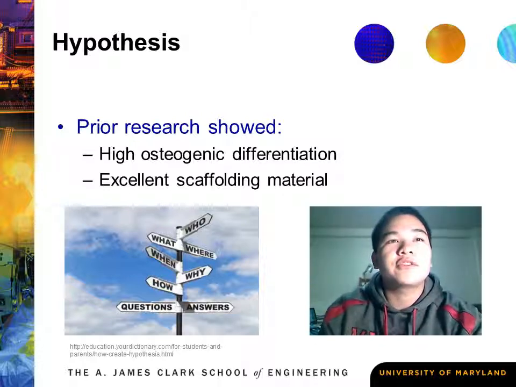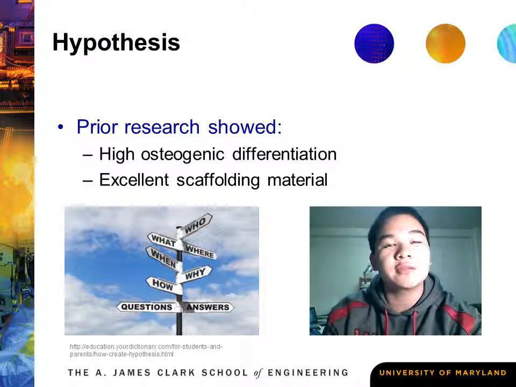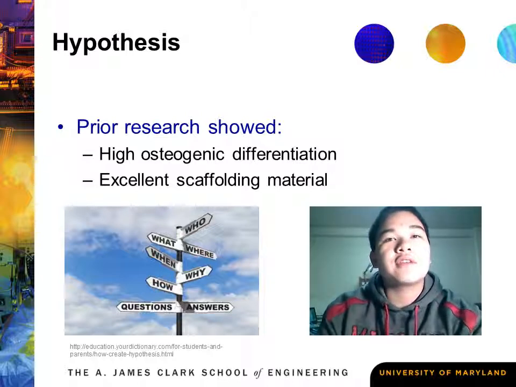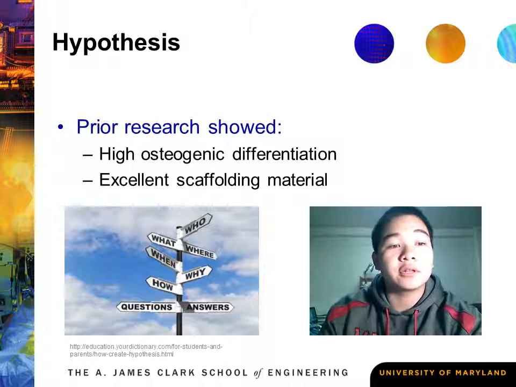Prior experiments by the researchers showed that the two subpopulations chosen would have high osteogenic differentiation potential. They also showed that the scaffolding material would provide for excellent proliferation.